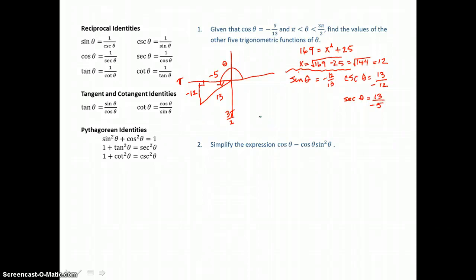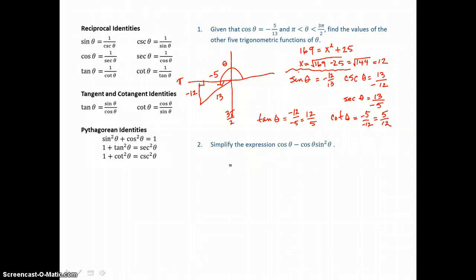We need the tangent, and the tangent is opposite over adjacent, negative 12 over negative 5, which simplifies to positive 12/5. And the cotangent of theta is equal to adjacent over opposite, or negative 5 over negative 12, which is positive 5/12.